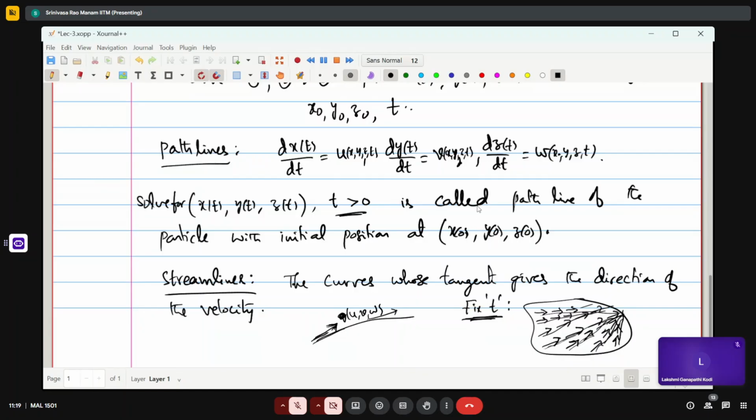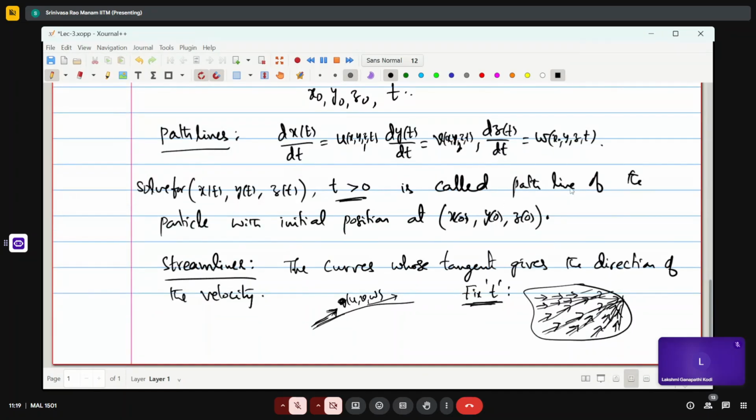So what is the difference? How do you write this? Basically, dx and u are parallel. You don't worry about time here. So dx by u, they are parallel, and similarly dy by v, and similarly dz by w. You solve these to get streamlines.